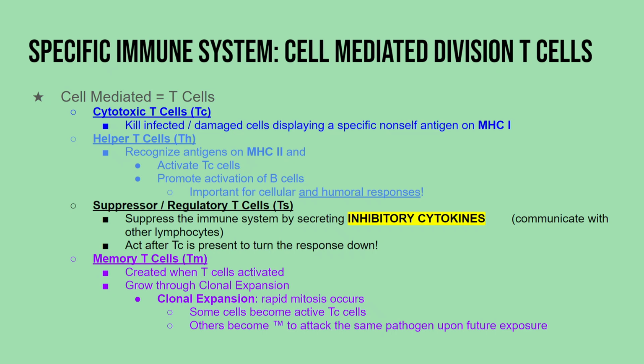So these recognize an antigen on MHC1, like we just talked about. And then you have the helper T cells. Those recognize antigens on MHC2. And then those go on to activate the cytotoxic T cells that we talked about before. The helper T cells also help to activate the B cells. So helper T cells activate T cells and B cells. Cytotoxic T cells just activate and do their thing.